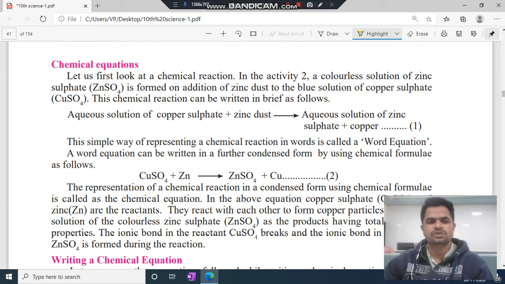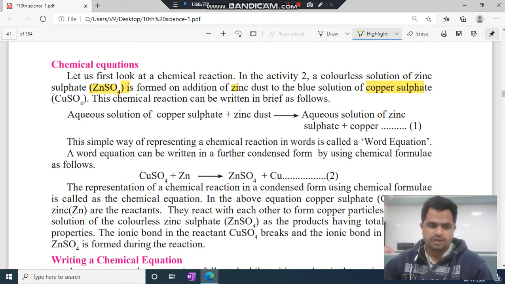A colorless solution of zinc sulfate is formed. What will be the product? Zinc sulfate will be formed on addition of zinc dust to the blue solution of copper sulfate. This is the activity. ये activity में दिया है. This chemical reaction can be written in brief as follows.